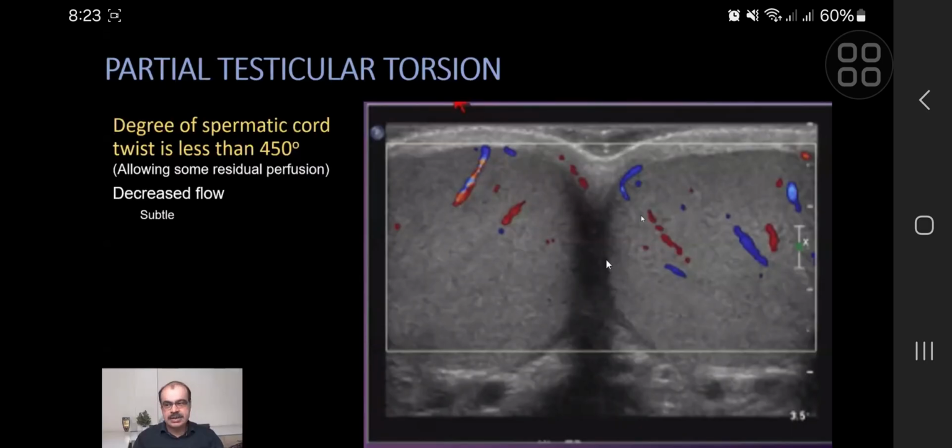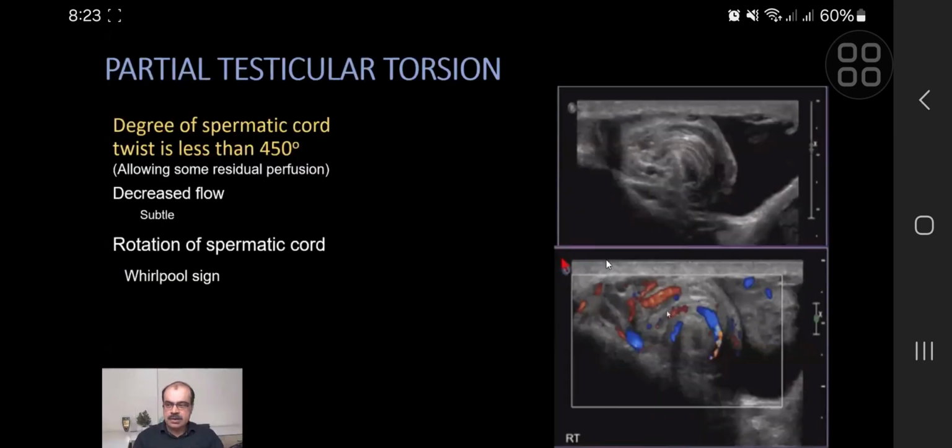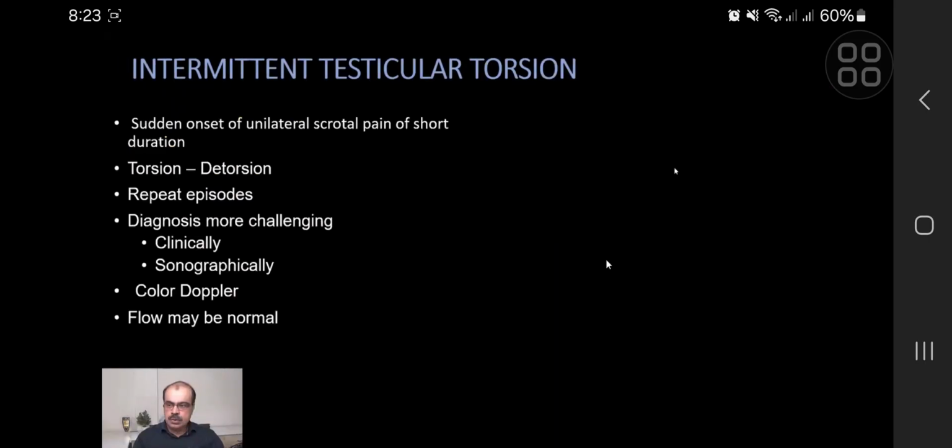And this evaluation is only possible if you evaluate the testes side by side. And one other thing you can see is twisting of the vessels or the spermatic cord, with a whirlpool sign of blood flow going in this way, so that suggests that this is partial testicular torsion.